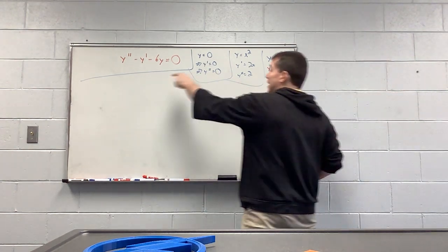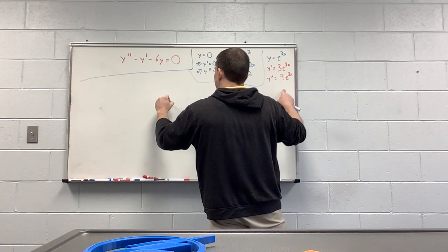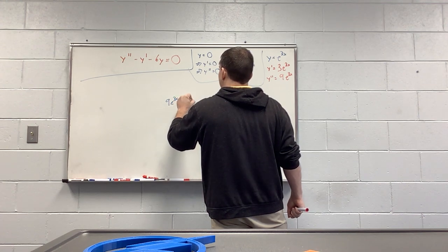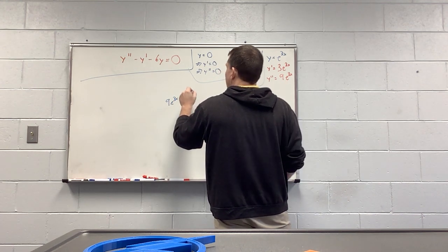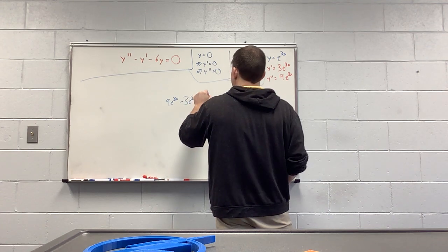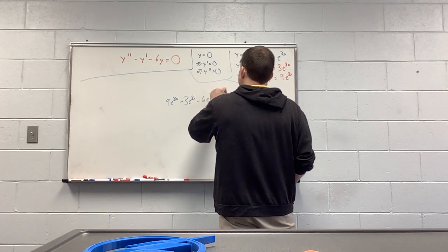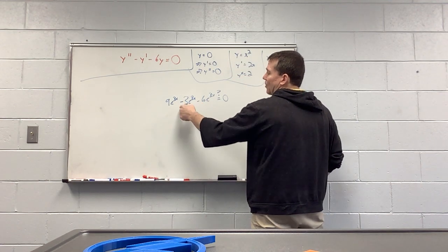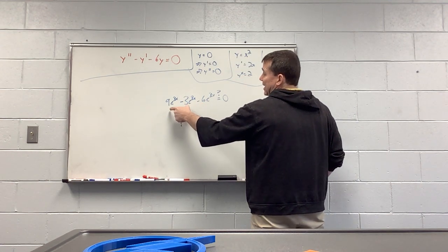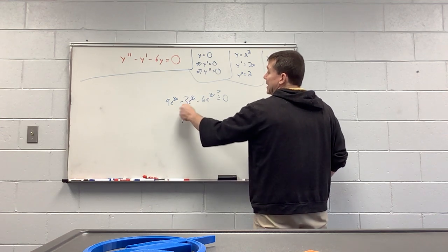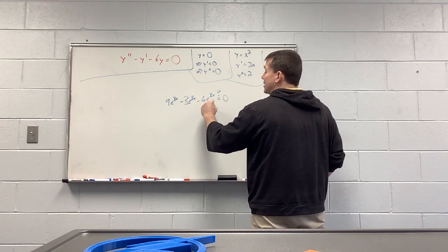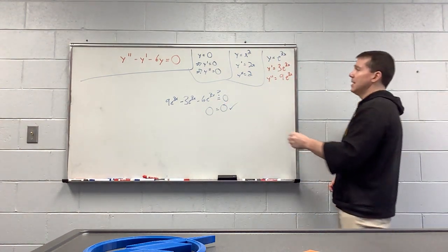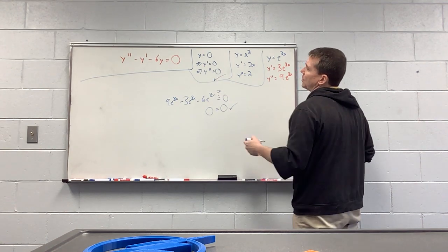Plug all of those in. I get y double prime, which is 9 e to the 3x, minus y prime, which is 3 e to the 3x, minus 6 times y, which is e to the 3x. Is that equal to 0? 9 e to the 3x minus 3 e to the 3x is 6 e to the 3x. 6 e to the 3x minus 6 e to the 3x is 0. I get 0 equals 0. And apparently, y equals 0 is a solution.